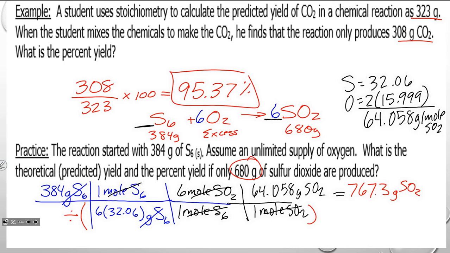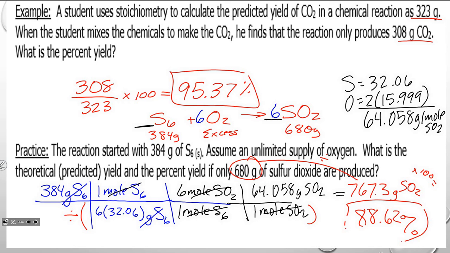Now I'm just going to take this number and divide it by this number and times it by 100 to get my percent yield. I ran out of room on the end, so sorry. So 680 divided by 767.3 times 100, what do we get? 88.60? Okay, that was my percent yield. So a decent percent yield for industry.